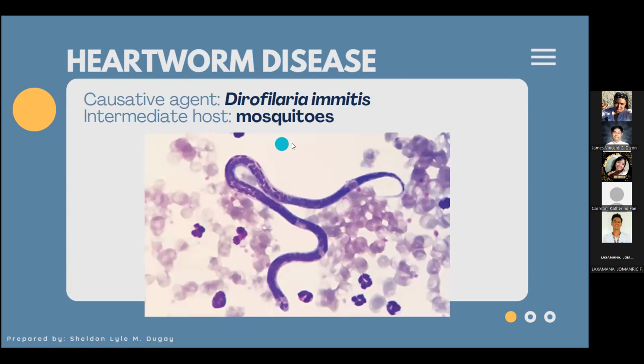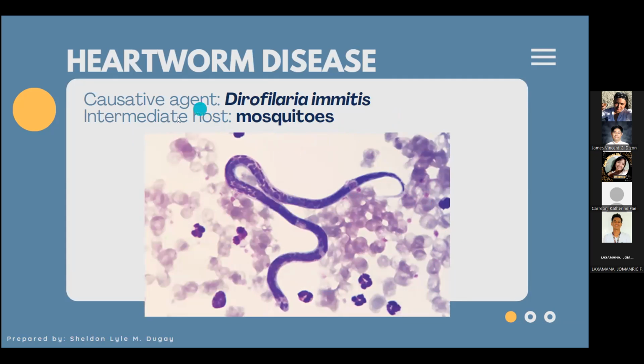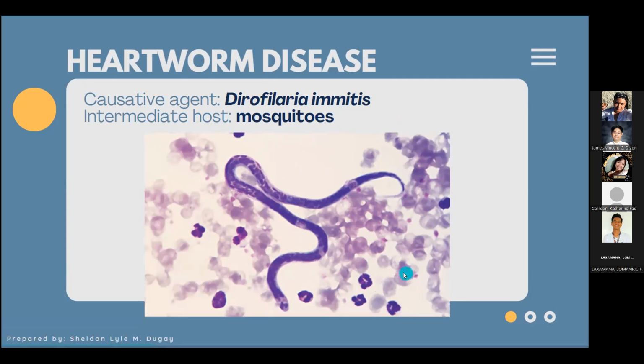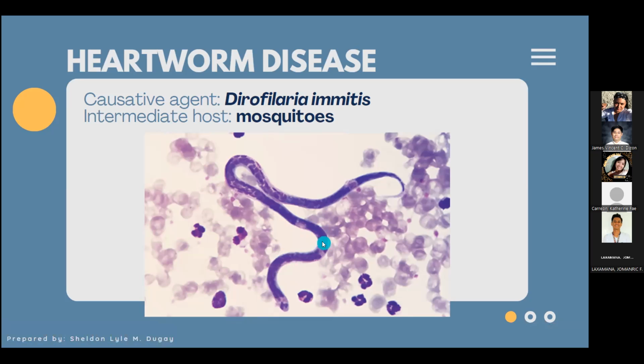Tapos yung intermediate host niya or yung nagtatransmit ng disease na ito is yung mosquitoes. May mga certain species na ng mosquitoes na nagtatransmit ng Dirofilaria immitis. So, ma-encounter nyo na lang yun sa veterinary pathology sa higher years. So, ito yung this picture, blood smear siya. Tapos, ito yung mga red blood cells. Kung makikita nyo, ruptured, ganun. Kasi nga nagkakaroon ng trauma dun sa mga cells dahil dito sa worm na to. So, makikita mo siya sa blood.